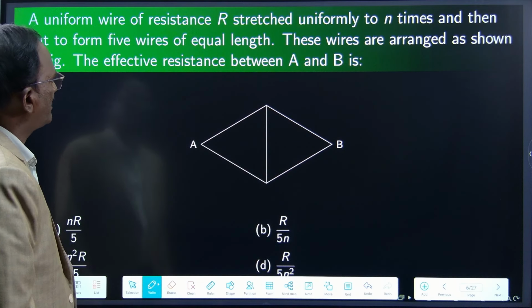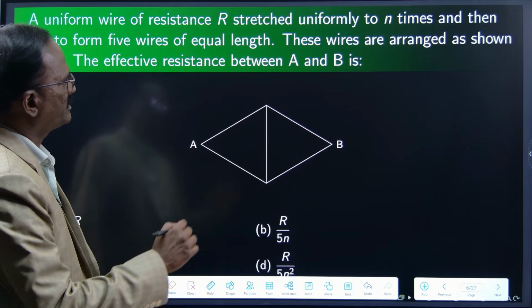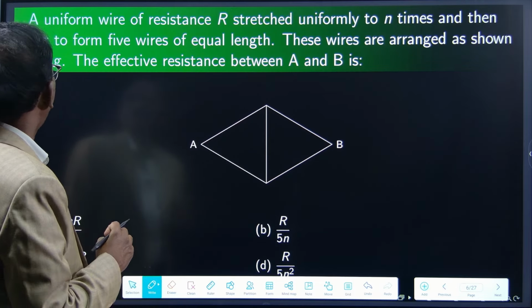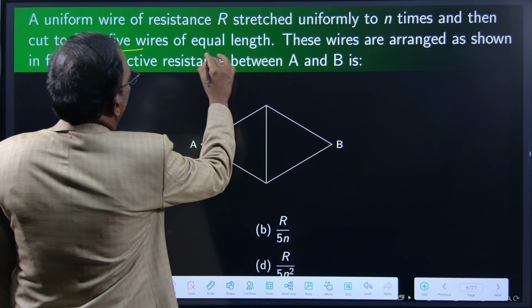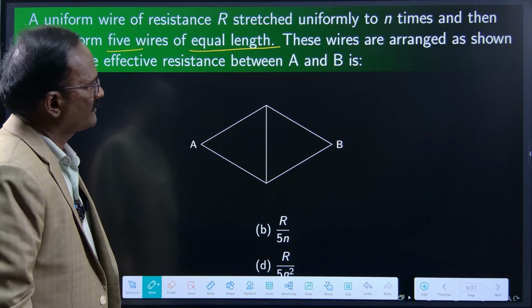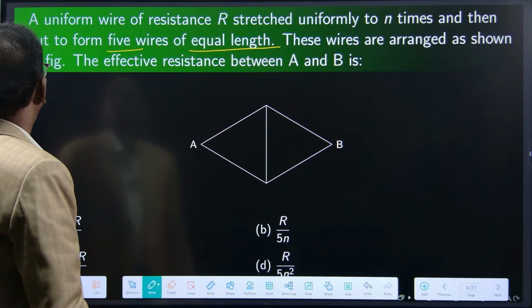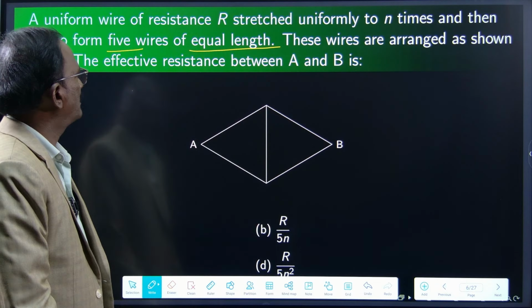A uniform wire of resistance R is stretched uniformly to n times. A wire is stretched n times and then cut to form 5 wires of equal length. 5 wires of equal length. These wires are arranged as shown. The effective resistance between A and B is what?